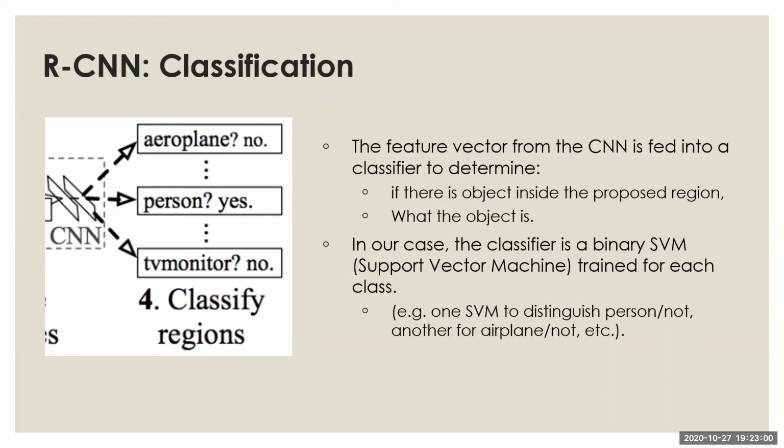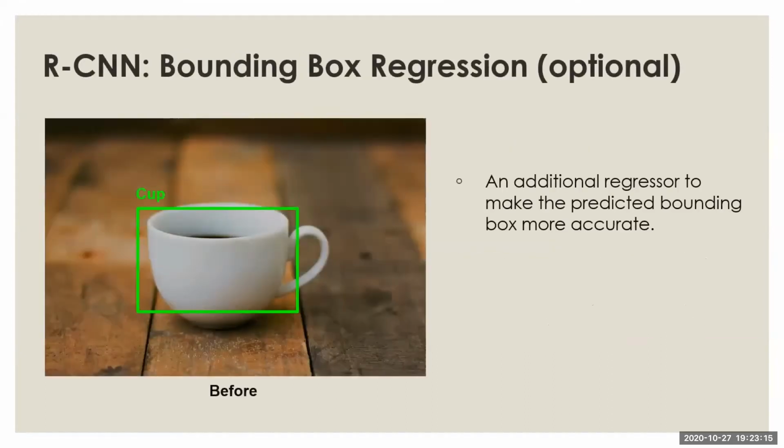And then each feature vector that we get from each region proposal, we're going to feed into the multiple SVMs. And then the one with the highest score will be the classification output from the model. Okay, so that's kind of how RCNN works. But then there's one more optional step, which is called bounding box regression.